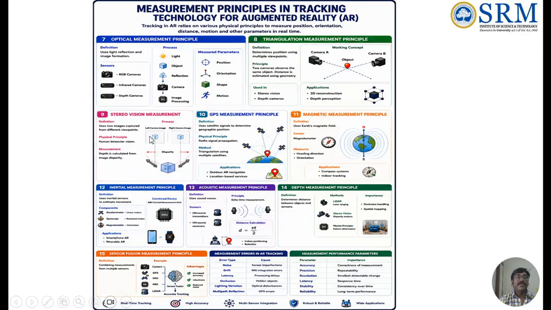And the stereo vision measurement principle uses two images captured from different viewpoints, and human binocular vision is taken as the model. The depth and orientation can be measured easily. GPS measurement uses satellite signals to determine the geographical position and radio signal propagation. And magnetic measurement uses the Earth's magnetic field. And the inertial measurement principle uses accelerometer, gyroscope, and magnetometer combined together. Acoustic measurement and depth measurements were studied in detail in the earlier slide. So sensor fusion is one of the technologies here.